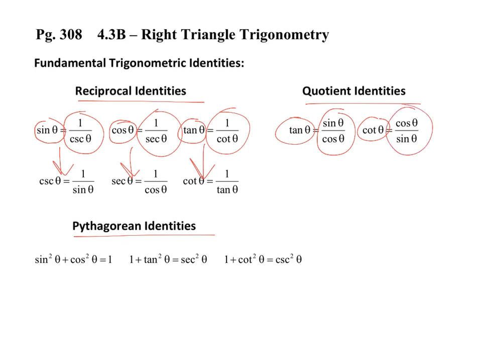Then you have the Pythagorean identities. Sine squared plus cosine squared. Now they both have to be squared. That's why it's called Pythagorean. And that's equal to 1. Then we have tangent and secant. 1 plus tangent equals secant squared theta. And then 1 plus cotangent squared equals cosecant squared theta.